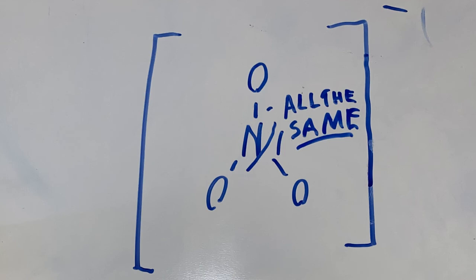If you don't believe me, look up the bond length of a nitrate ion. Each of the NO bonds have the same length, which wouldn't happen if one of them was a double bond and the other two were single bonds.